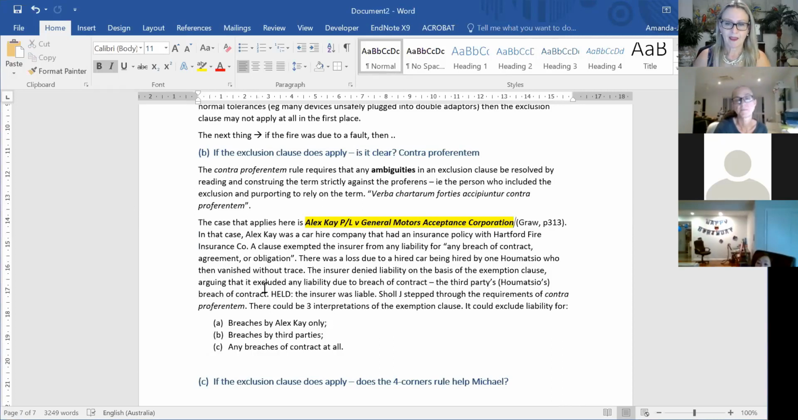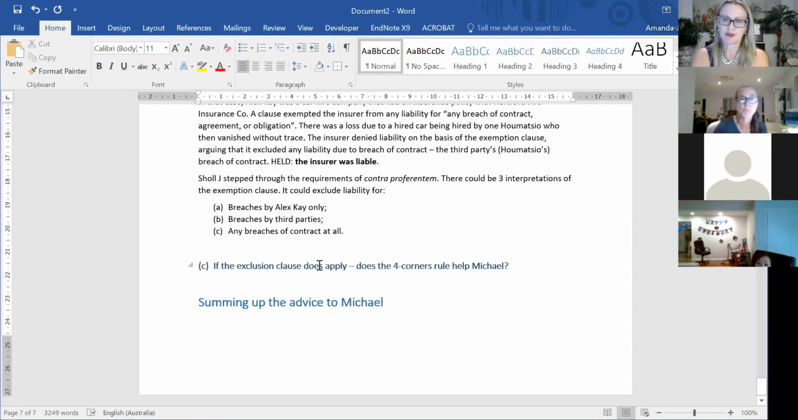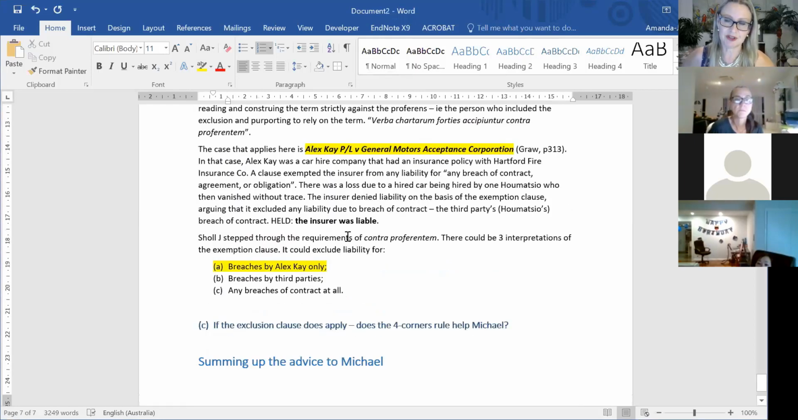Obviously, litigation ensued, and the insurer was liable. Why is that? Very, very clear instance of the contra proferentum rule. The court very nicely stepped through the requirements of contra proferentum. In that case, there could be three interpretations of the exemption clause. It could exclude liability for breaches by Alex Kay, only Alex Kay. It could exclude for breaches by third parties, or it could exclude liability for any breaches at all. They said the first option was the strictest option, and that's the way they were going to construe the clause. So the exemption only covered the insurer denying liability if the breach of contract, agreement or obligation was by Alex Kay.